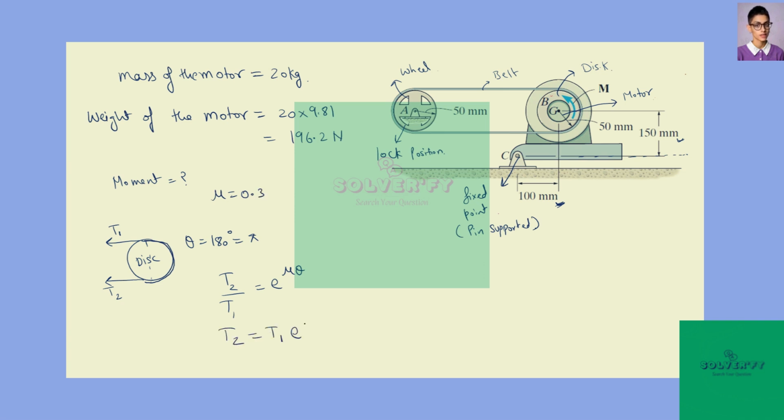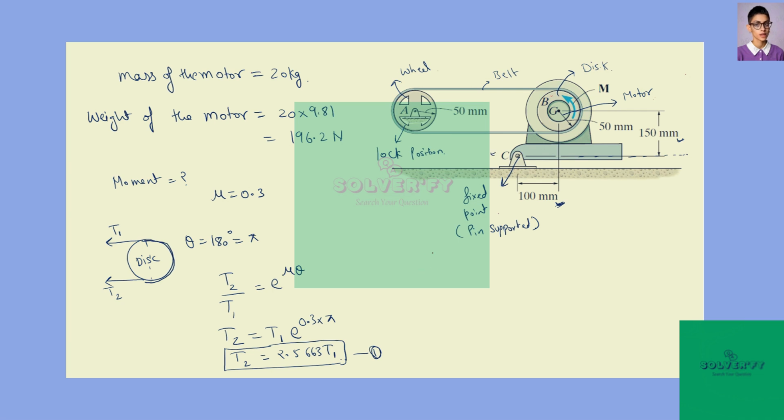So T2 is equal to T1 e to the power of 0.3 into pi. This is T2 is equal to 2.5663 T1. This is equation 1.